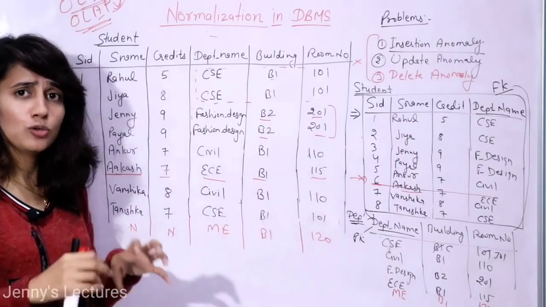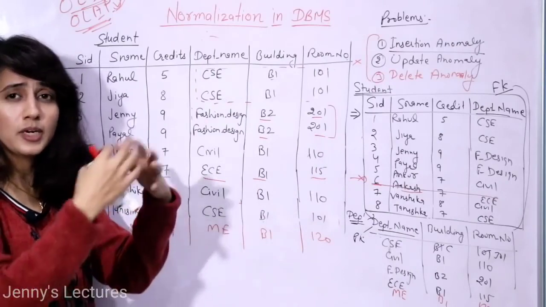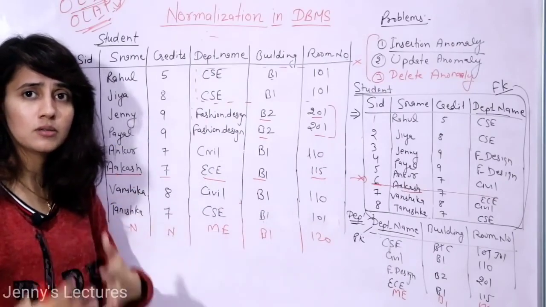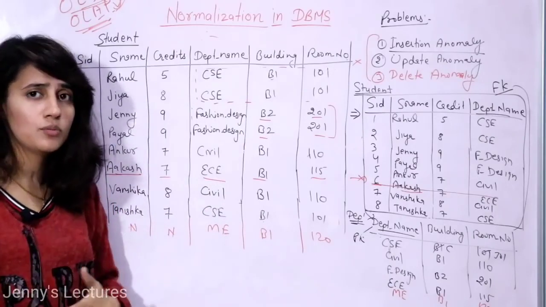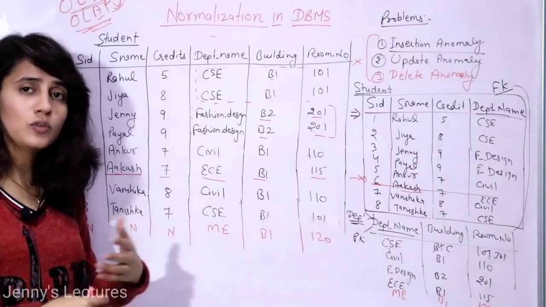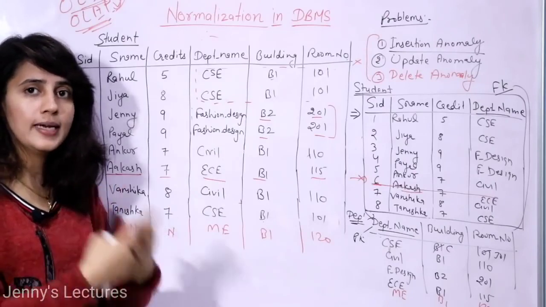Now normalization also has multiple levels, meaning multiple normal forms: first, second, third, BCNF, fourth, fifth, sixth normal form. Many normal forms are there, fine. So that also we will discuss one by one in later videos.